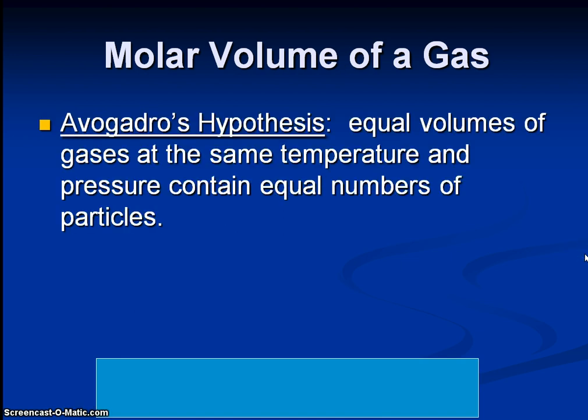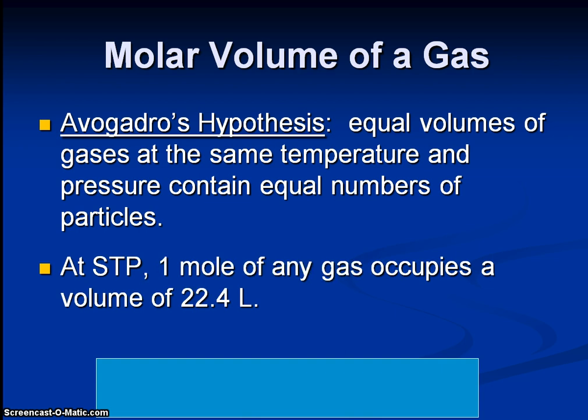So now we can talk about Avogadro's hypothesis. What he said is that equal volumes of gases at the same temperature and pressure have equal numbers of particles. So basically, if you set the volume, the temperature, and the pressure constant, you have to have the same number of particles in whatever container you have. And the reason that's important is because it gives us a new conversion factor.